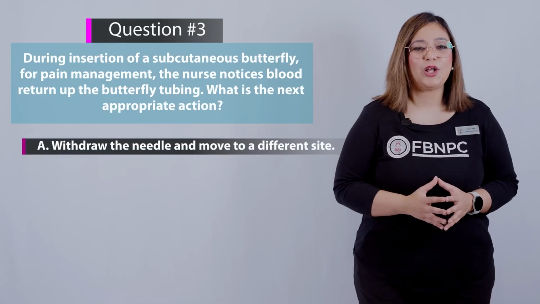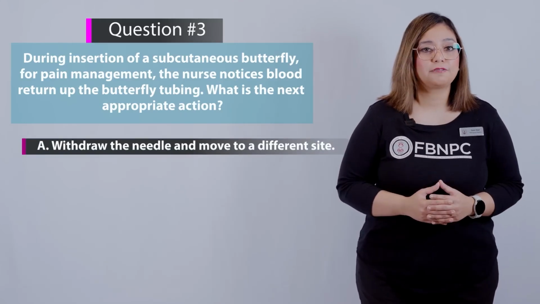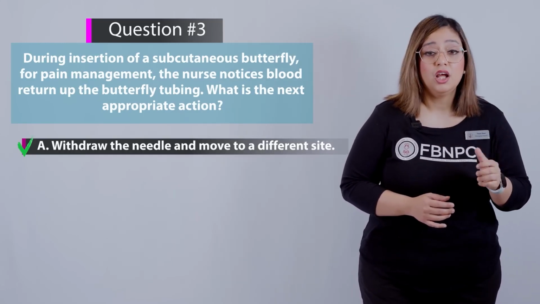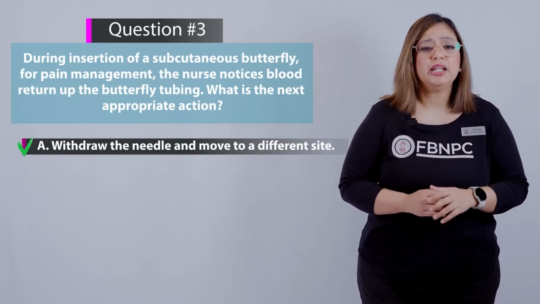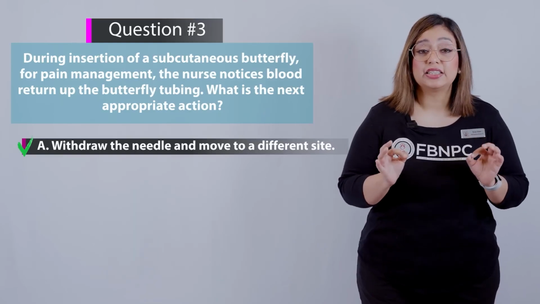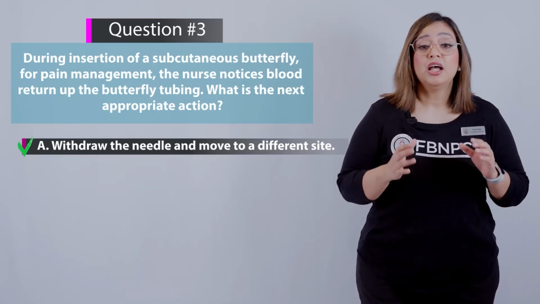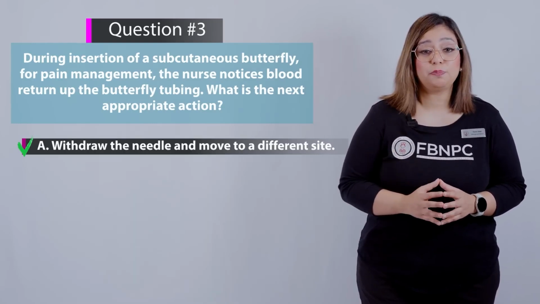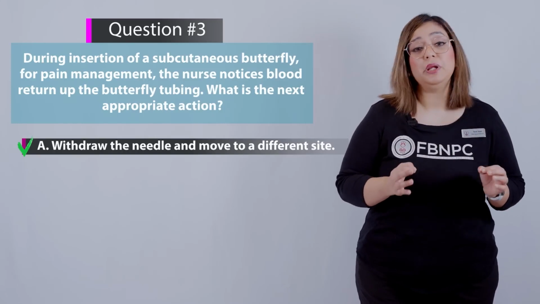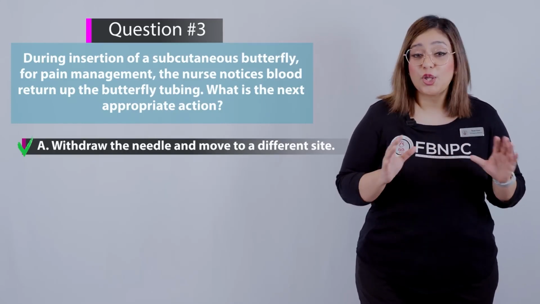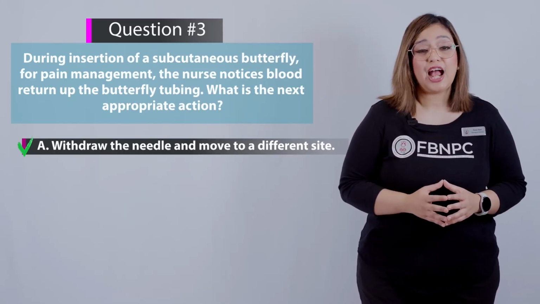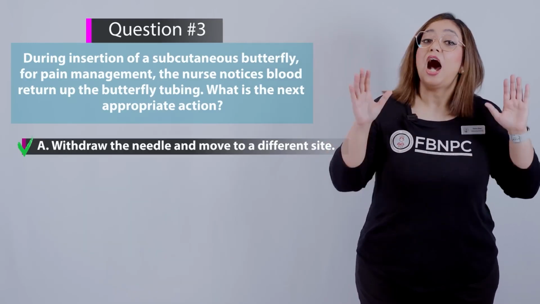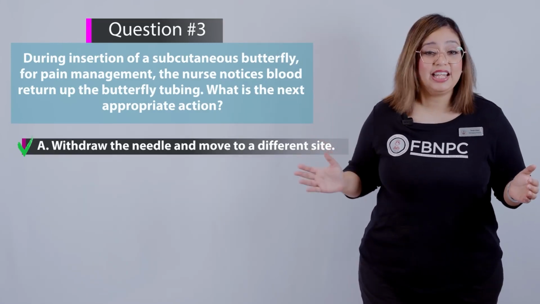All right, guys, now let's look at option A. Withdraw the needle and move to a different site. That is the correct option because the finding of a blood return up the butterfly tubing during an insertion may indicate that the needle has actually been inserted into a blood vessel. This is not the intention of a subcutaneous butterfly insertion. The correct placement for the subcutaneous butterfly should be in the client's subcutaneous tissue, not in the blood vessel. Therefore, the best action for a nurse is to withdraw it and try a different site. I know you guys already know that B, C and D are not options, but let's go through them quickly.